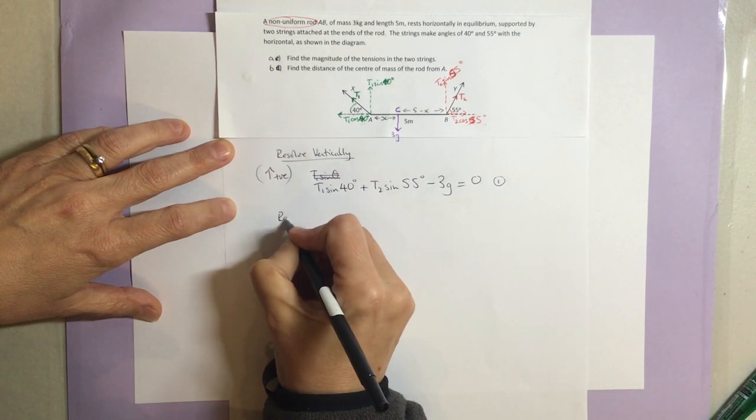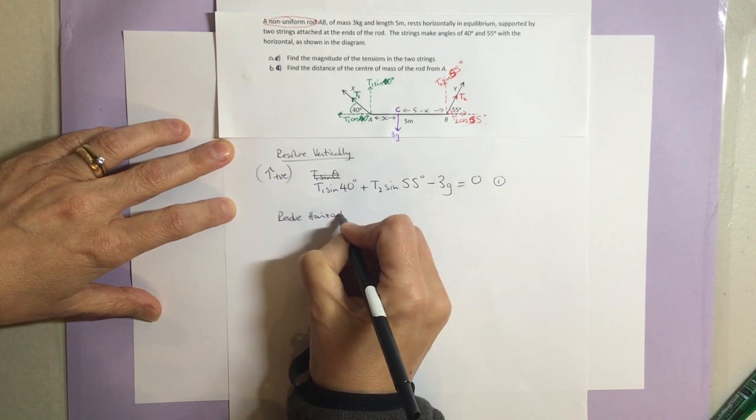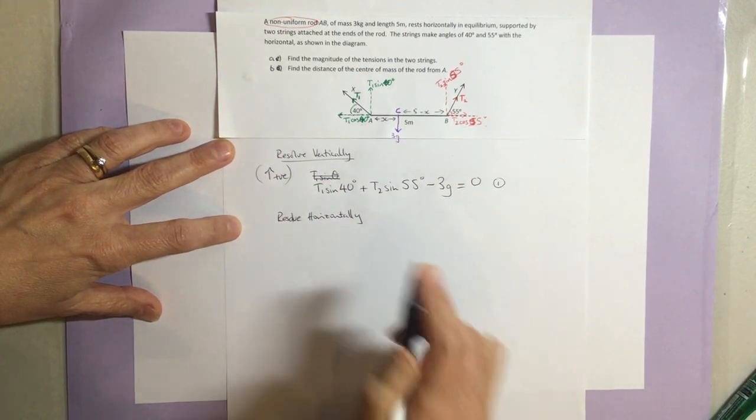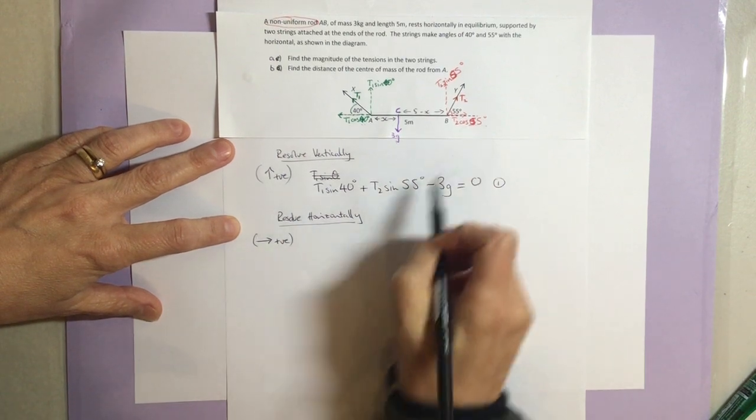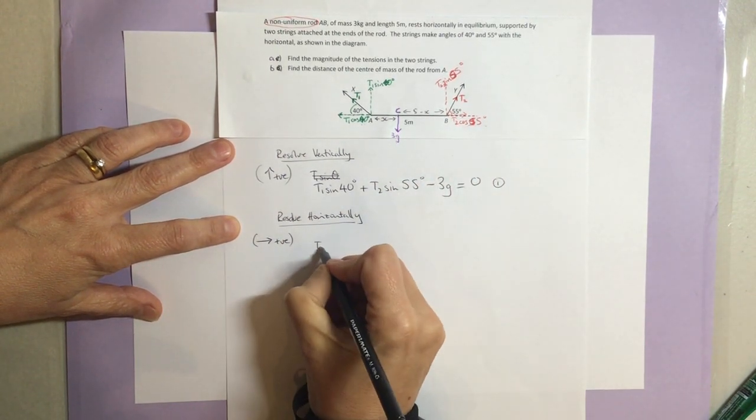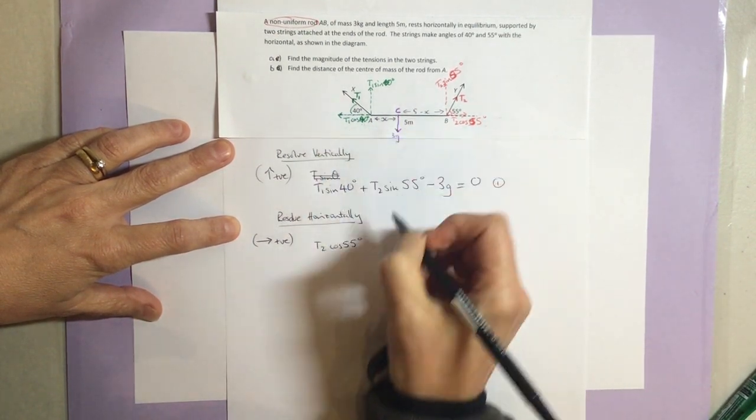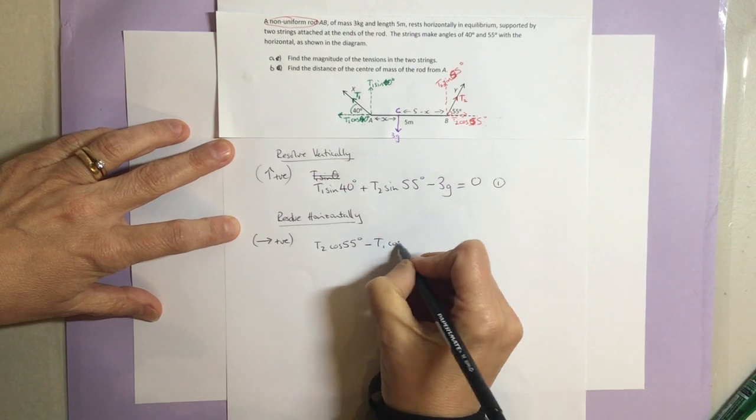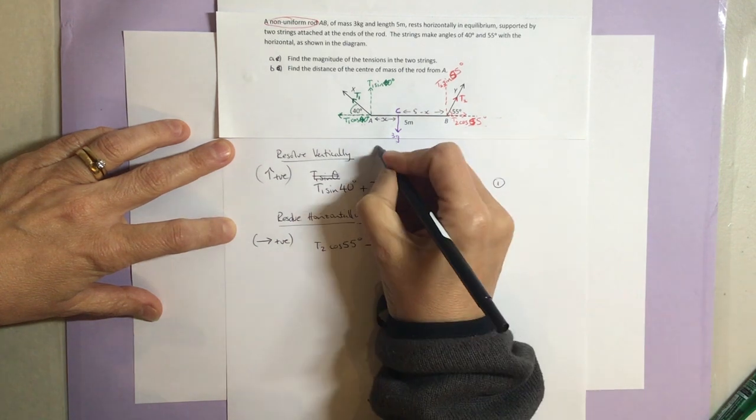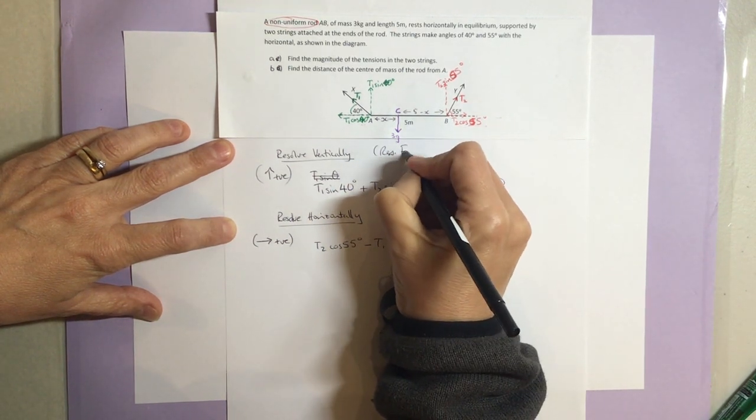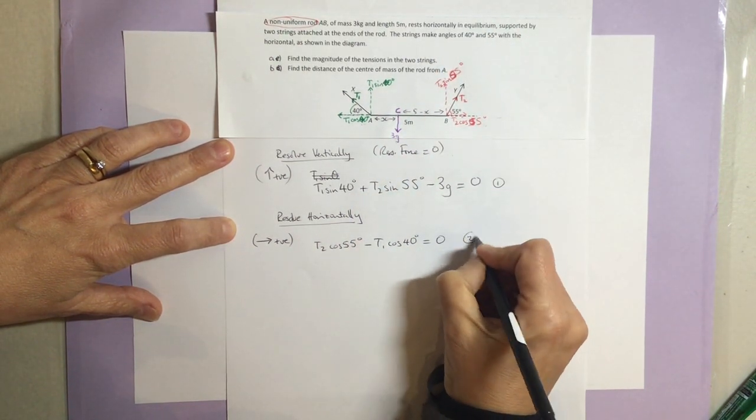So now let's resolve horizontally to get another equation with T1 and T2 in, and then I can solve some simultaneous equations. And again, tell the examiner, I'm going to take right as positive. So let's have a look. We've got T2 cos 55 positive. We've got T1 cos 40 negative. And again, my resultant force in all of this is equal to 0 because the whole thing's in equilibrium. So that's going to be 0 as well. And there's my equation 2.